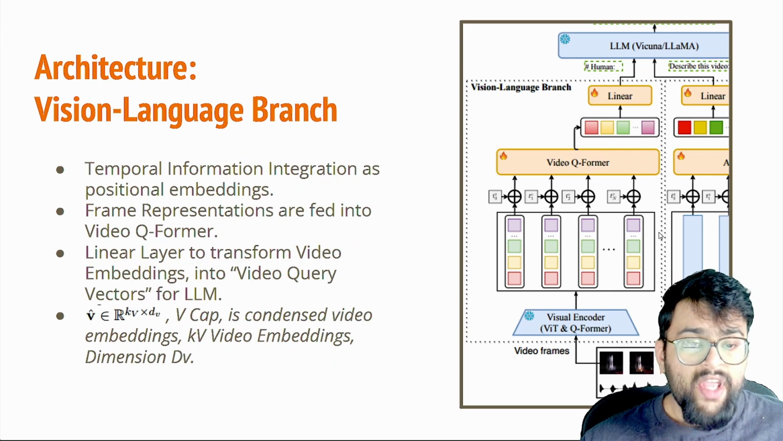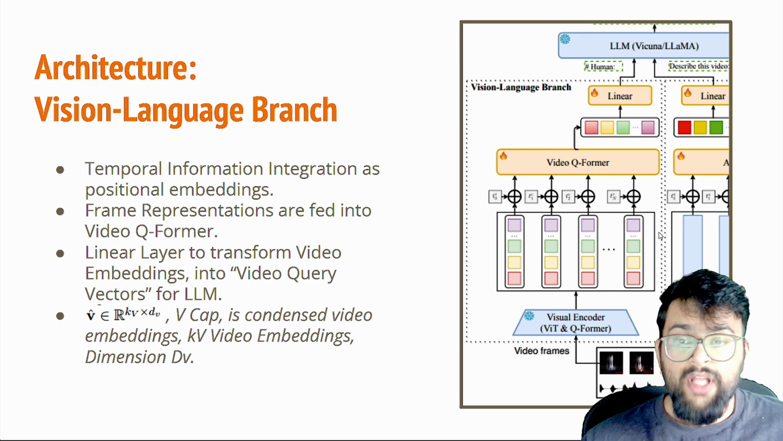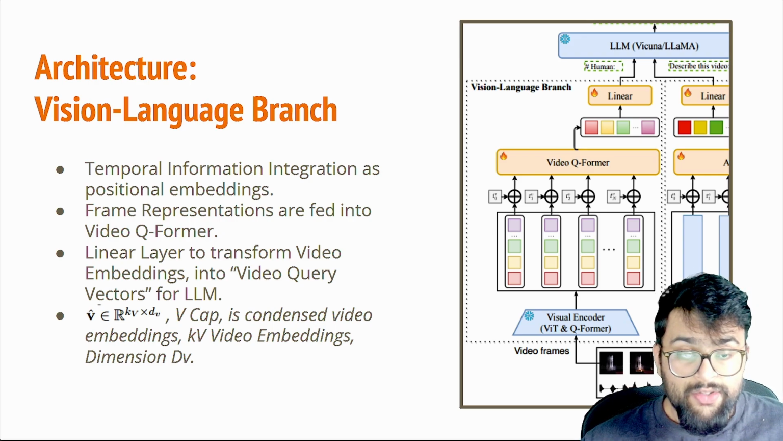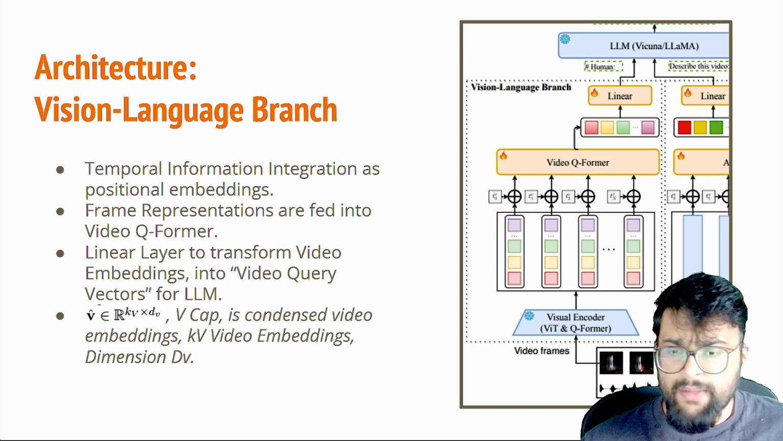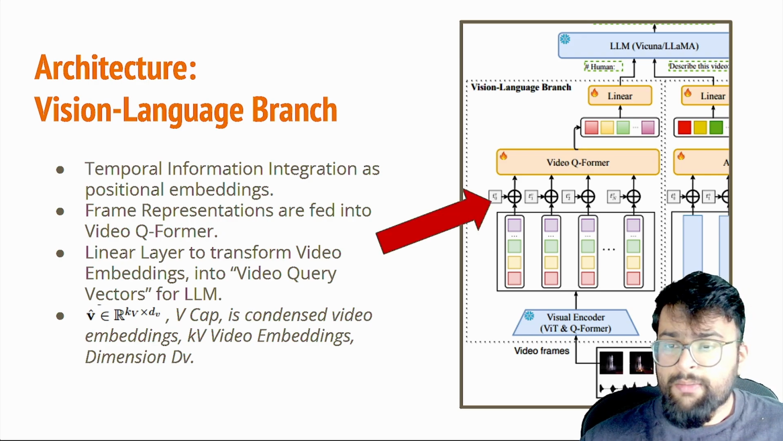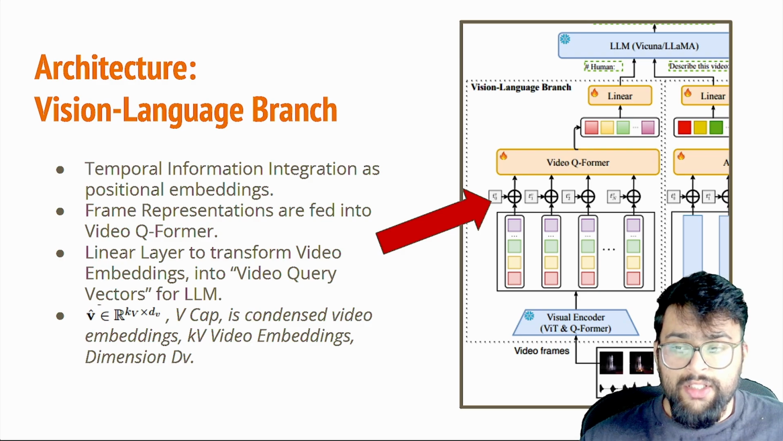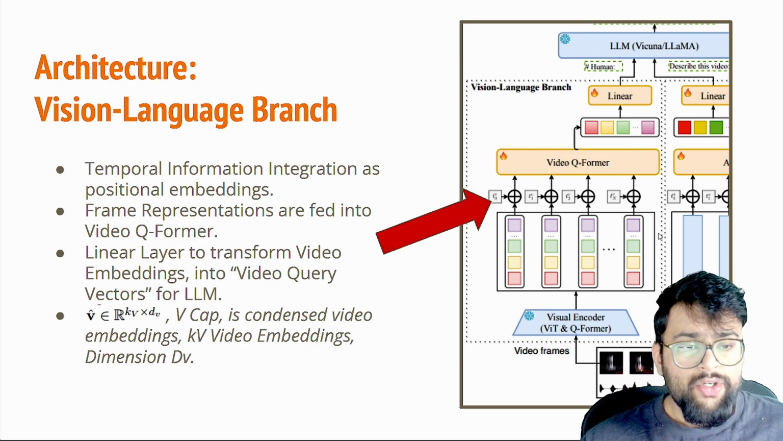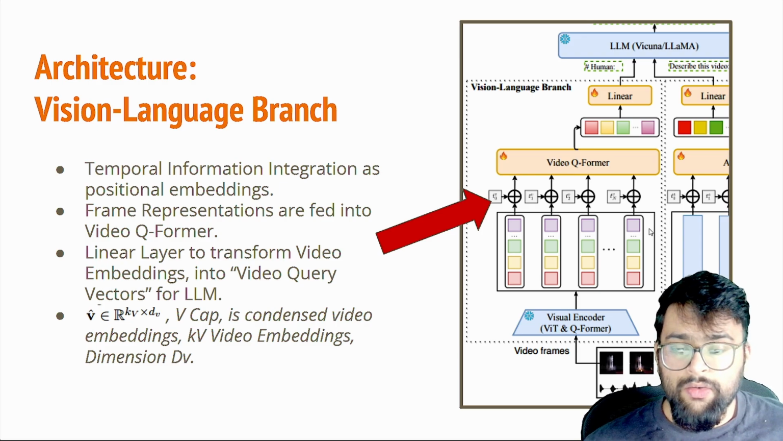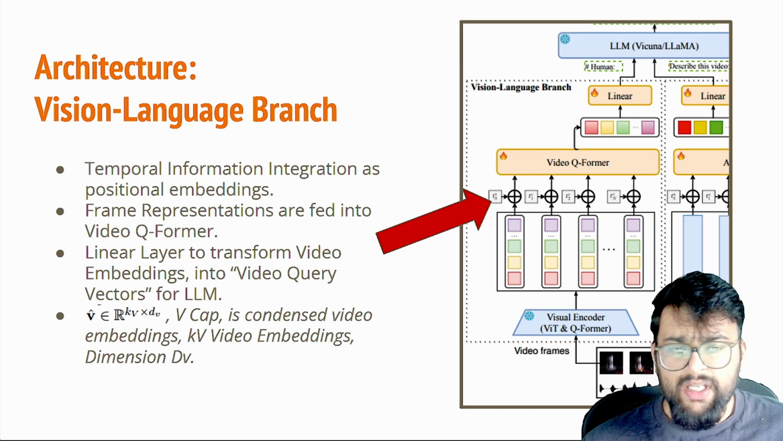Now, once we have the video embeddings, temporal information about individual frames in reference to the other frames around it is introduced in the model by positional embeddings. This positional embedding layer ensures that the video Q-former is later able to understand the relationships of individual frames with and around whatever frames they are.